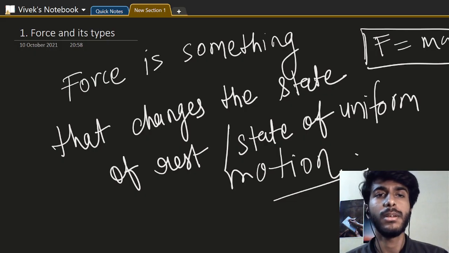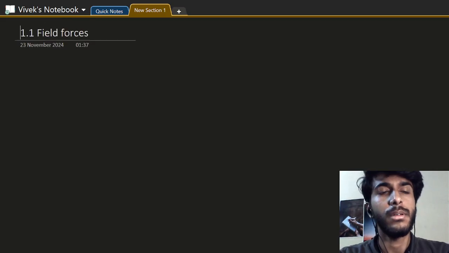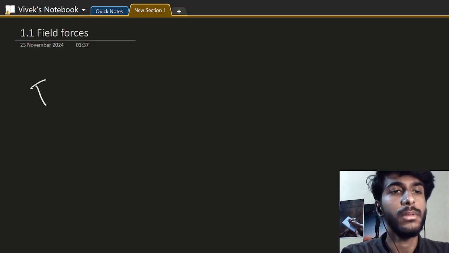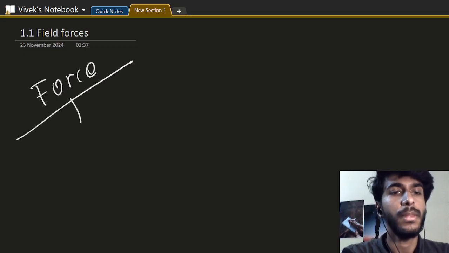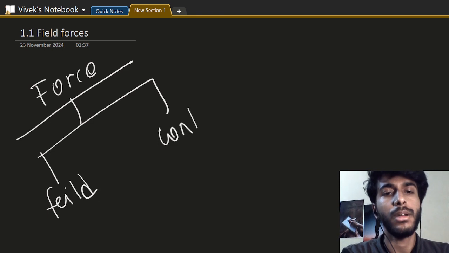Similarly, if there is a train moving with certain acceleration or certain uniform motion, and we apply a brake on it, what will happen? It will start to decelerate, and finally it will stop. So this is the braking force. So we have understood both scenarios. Coming to the types, there are two types of forces that we know: the first type is field force, and the second type is contact force.